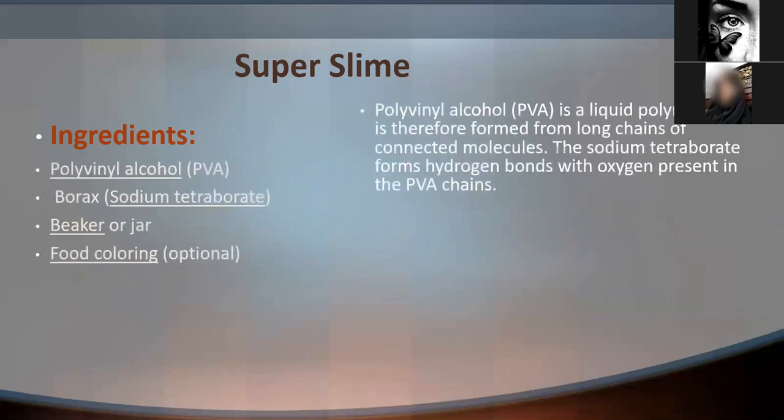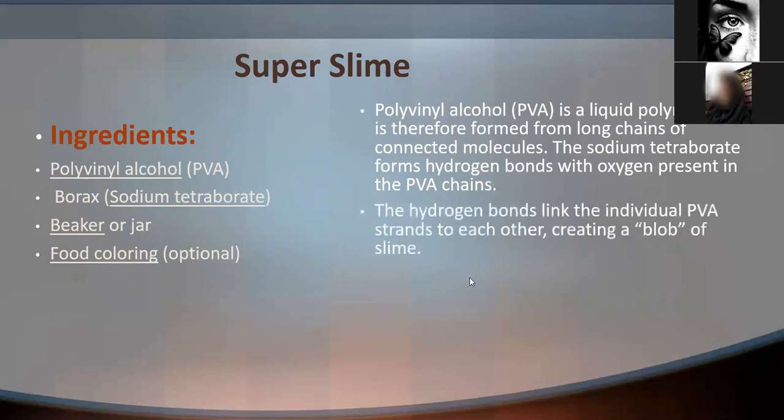Next one is super slime. Ingredients of super slime are polyvinyl alcohol, borax, beaker or jar, food coloring, which is optional. Next, polyvinyl alcohol. Polyvinyl alcohol is a liquid polymer and is therefore formed from long chains of connected molecules. The sodium tetraborate forms hydrogen bonds with oxygen present in PVA chains.